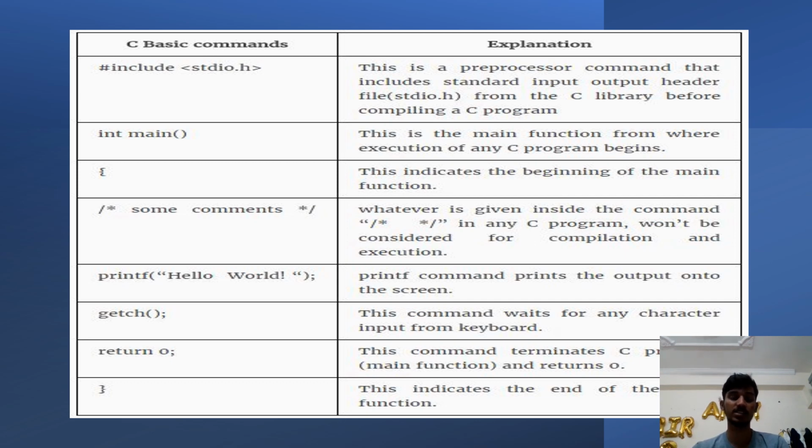First one is #include <stdio.h>. This is a preprocessor command that includes the standard input output header file stdio.h from the C library before compiling a C program. Second one is int main. This is the main function from where execution of any C program begins.